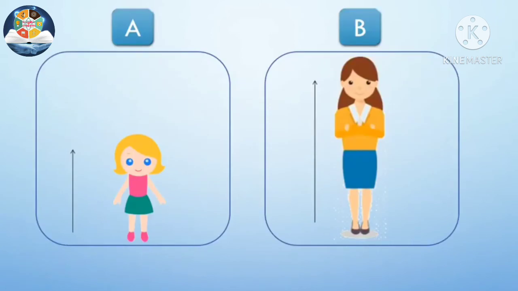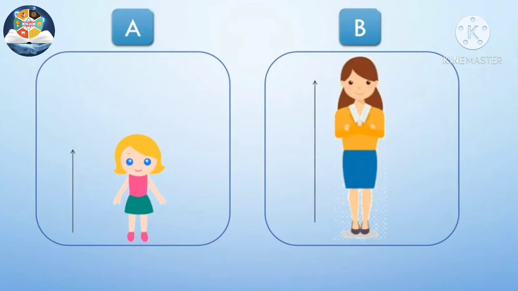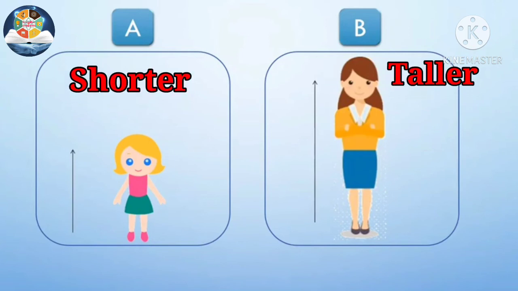In this picture, there are two girls. Students, what is the difference between these two girls? Correct. Their heights are different. The height of the girl in box A is less than the height of the girl in box B. So, the girl in box A is shorter and the girl in box B is taller.